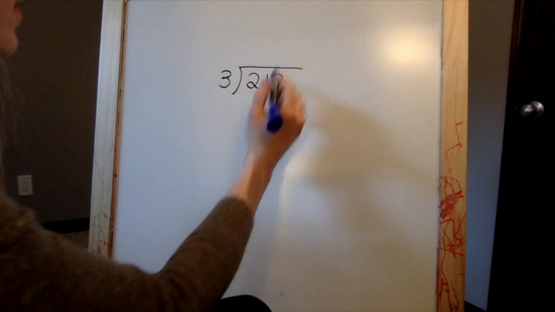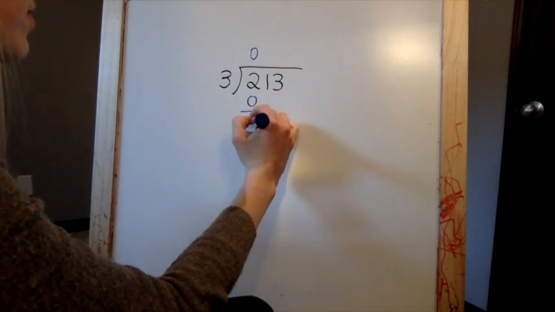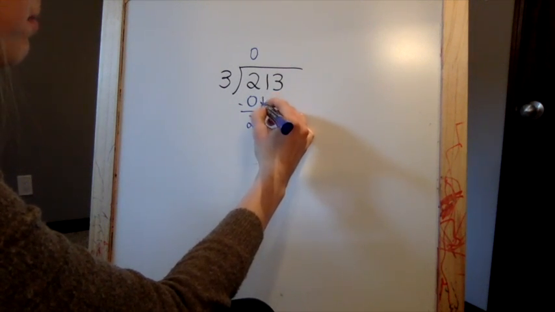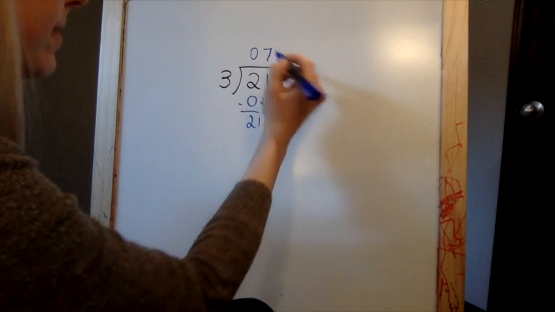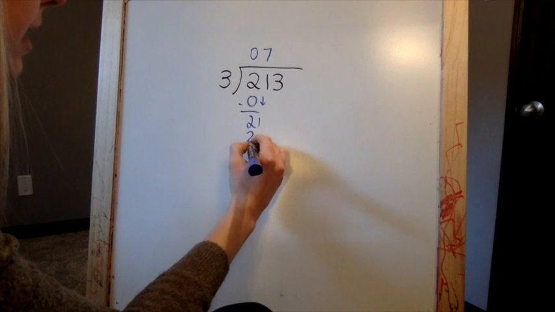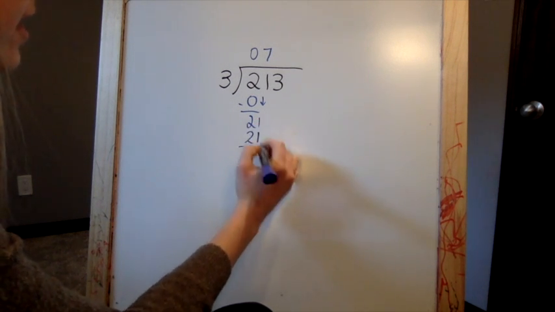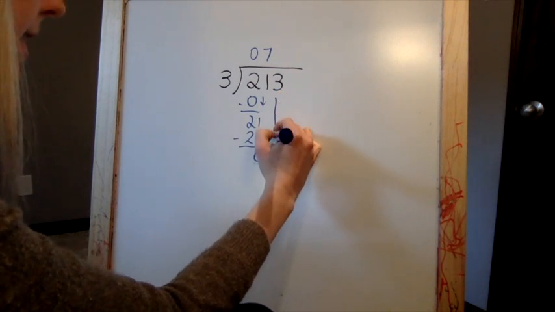Okay, 3 goes into 2 0 times. 3 times 0 is 0. So I have a difference of 2. I'm going to bring down that 1. Now 3 goes into 21 7 times. It's my favorite 3's fact. 3 times 7 is 21 exactly. And then 21 subtract 21 is 0. I bring down this 3.